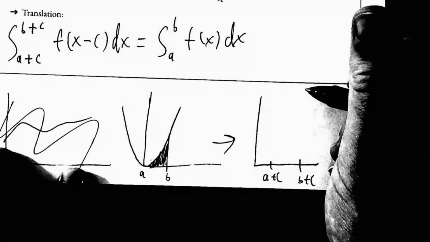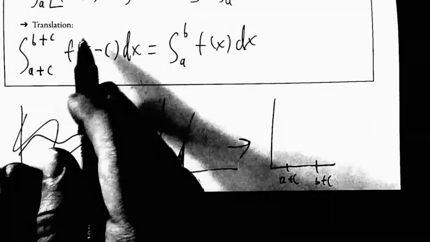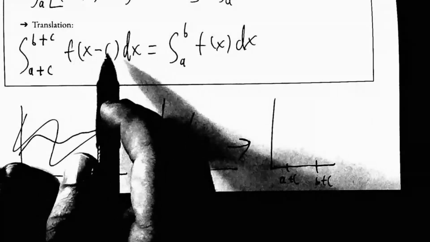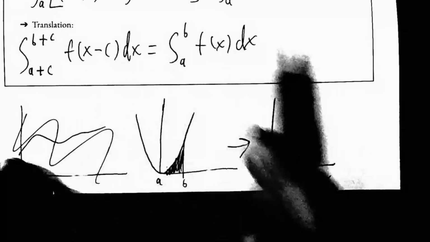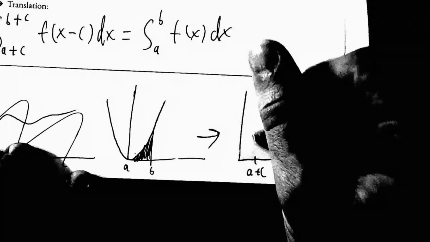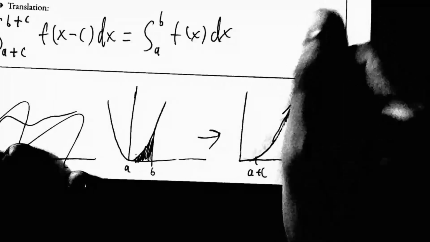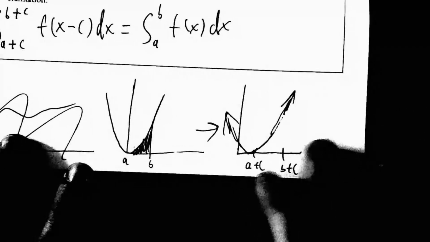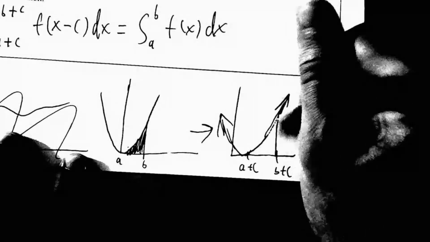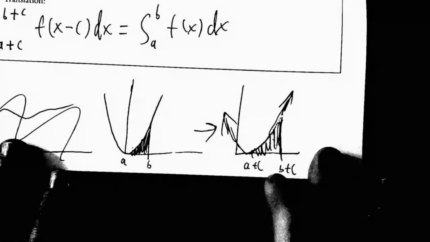You can imagine, right? But see here, this x minus c: when inside the parentheses of the function you subtract, you actually move that function to the right that many places. So what this does is it actually moves my function the same amount that I move my interval.